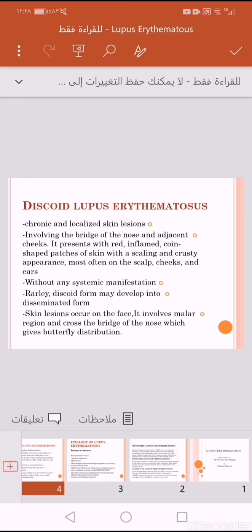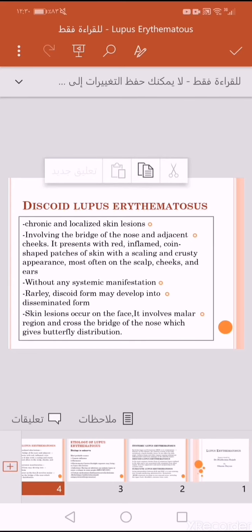Now we will talk about discoid lupus erythematosus, which is the cutaneous form of lupus erythematosus. It is a chronic and localized skin lesion involving the bridge of the nose and adjacent cheeks. It presents with red, inflamed, coin-shaped patches of skin with a scaling and crusty appearance, most often on the scalp, cheeks, and ears. Of course, discoid is confined to the skin only.